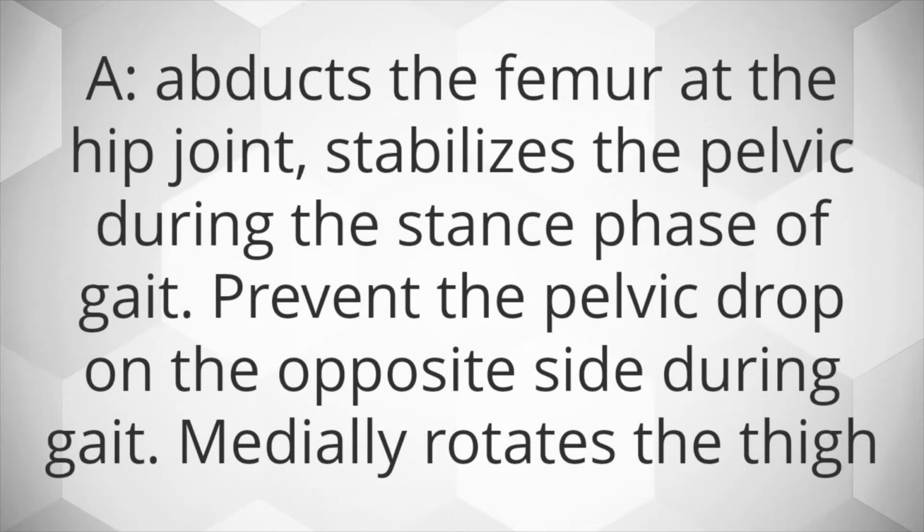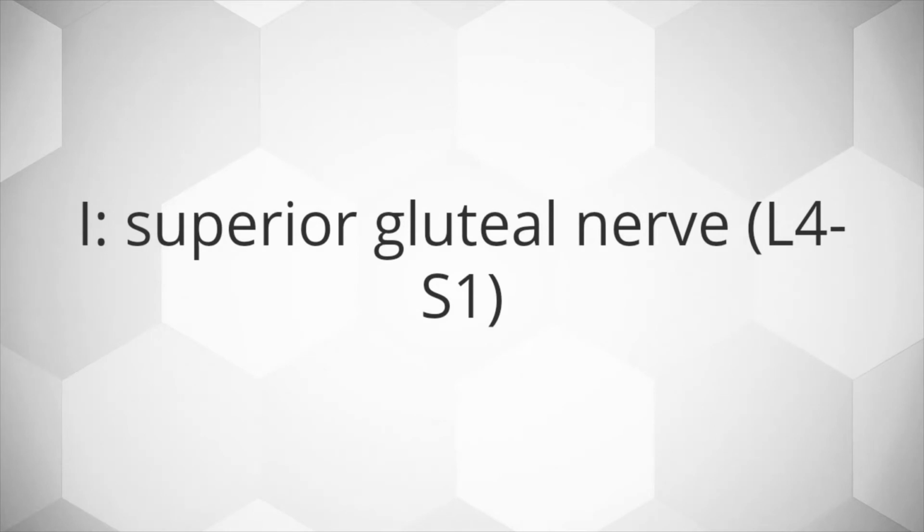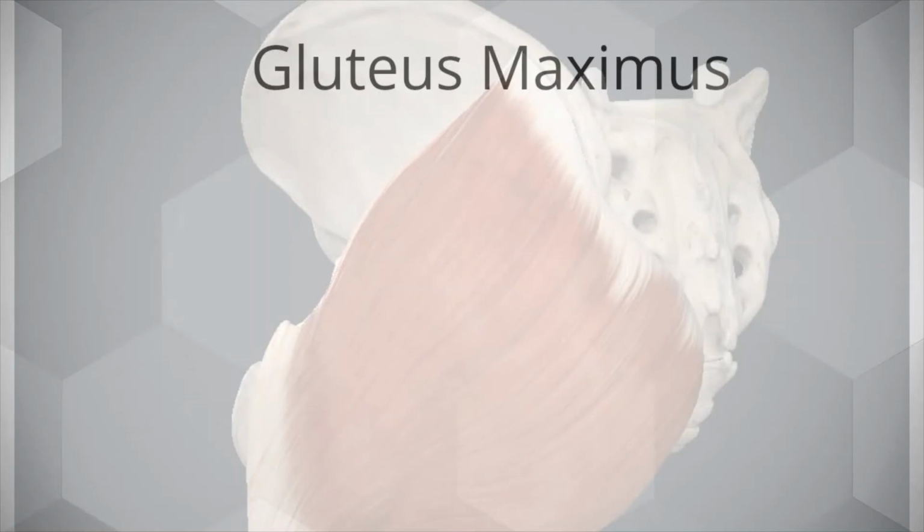The action of this muscle is to abduct the femur at the hip joint, stabilize the pelvis during stance phase of gait, prevent the pelvic drop on the opposite side during gait, and medially rotate the thigh. So its action is almost identical to the gluteus minimus, just bigger and more superficial. It is also innervated by the superior gluteal nerve. The next muscle of the superficial group we're going to talk about is the gluteus maximus, and this is one of the biggest muscles in the body.